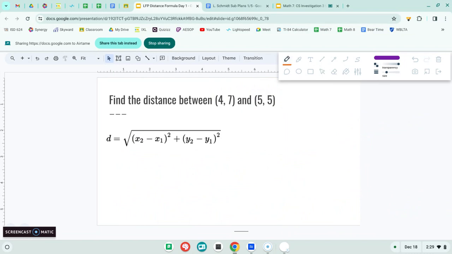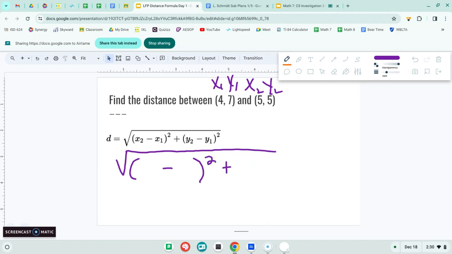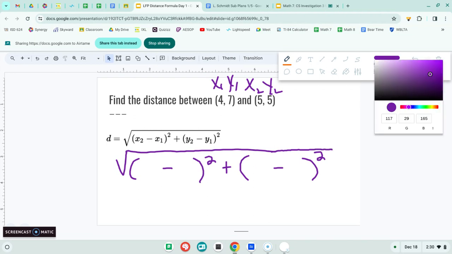Next problem. I have (4, 7) and (5, 5). Just like the last problem, the first thing you should do is label your points: x1, y1, x2, y2. If you remember, I did a little layout outline for my problem, if you like doing that too. Sometimes you just have to extend that square root because it gets a little long.